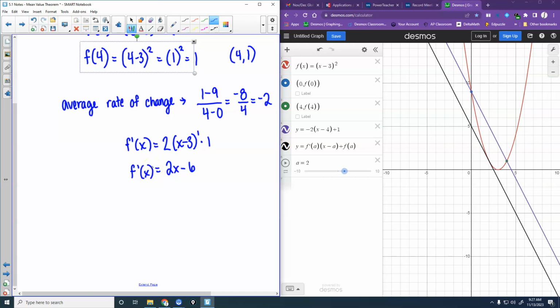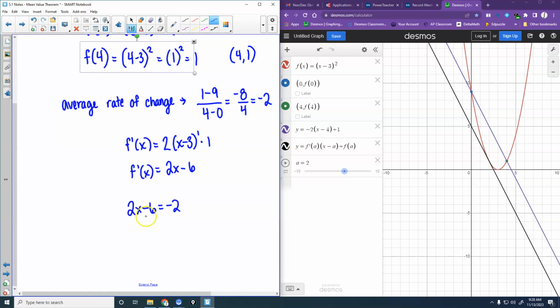And we know that somewhere the derivative has to equal the average rate of change. That derivative is your radar gun speed, right? That is your instantaneous rate of change. It has to equal your average rate of change, which is your average speed for that time. So we would say 2x - 6 has to equal -2.